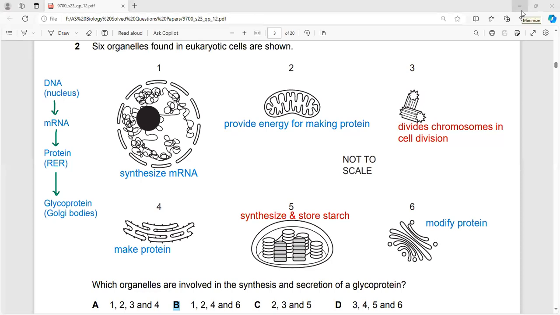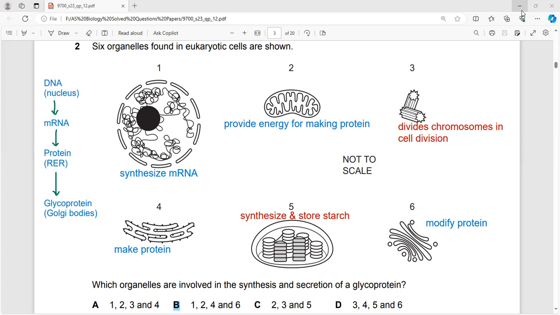So next we have: which organelles are involved in synthesizing and secreting the glycoprotein? The protein production process is as follows. First, the nucleus, which contains the DNA, the genetic information, will produce messenger RNA. This messenger RNA moves from the nucleus to the cytoplasm, and it combines with the ribosome on the rough endoplasmic reticulum and produces protein. This protein will proceed to the Golgi apparatus and combine with a carbohydrate and be converted into different products like enzymes or other products.